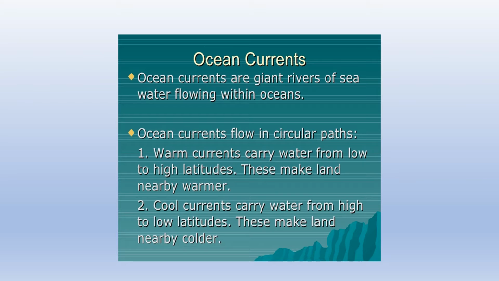Warm currents carry water from low to high latitude. This makes land nearby warmer, whereas cool currents carry water from high latitude to low latitude, and this makes lands nearby colder. Isn't it a very interesting fact? The distribution of water circulates around with certain geographical factors which we find.